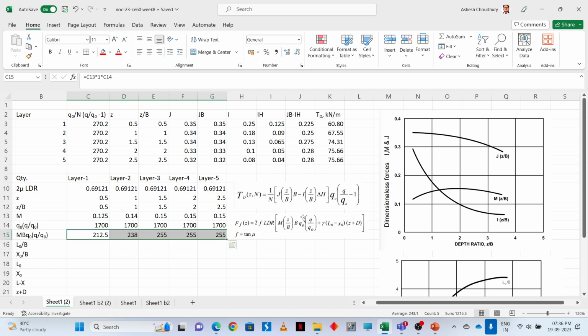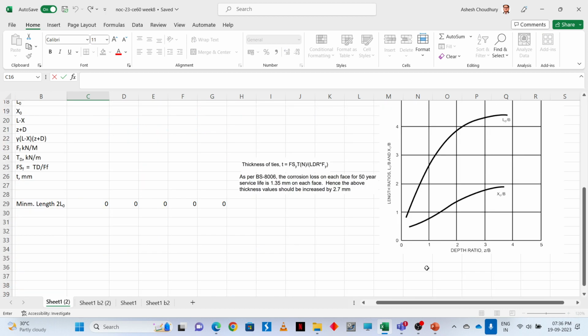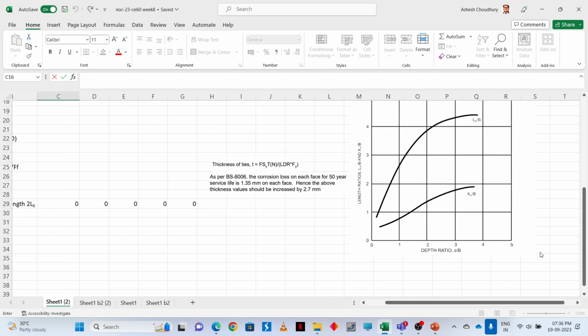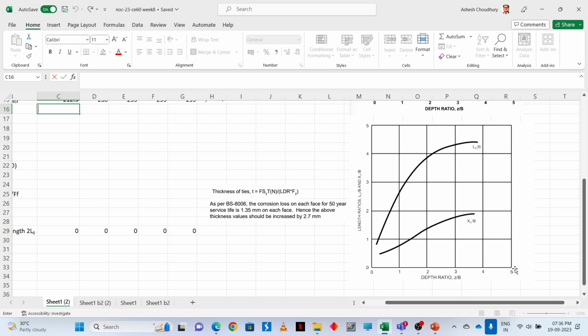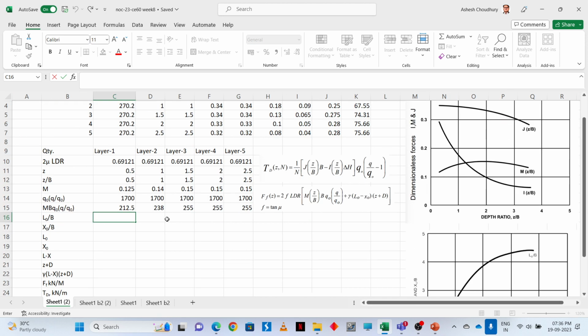Right, so we got this first term. Then what is L naught by B? This L naught by B, how can we get? If you recall, for that we need to use this graph. So for various Z by B, we can get L naught by B and X naught by B. For Z by B 0.5, we have L naught by B as approximately 1.5, like that we need to get.